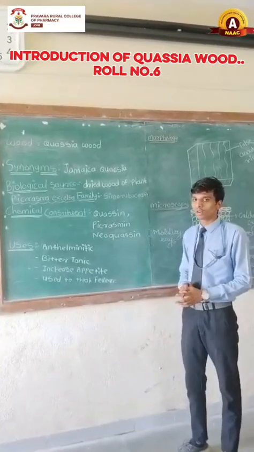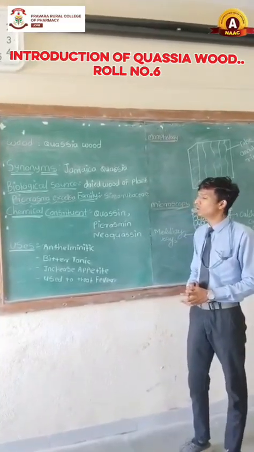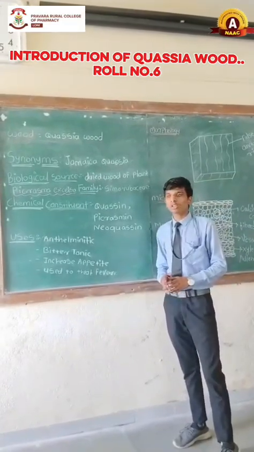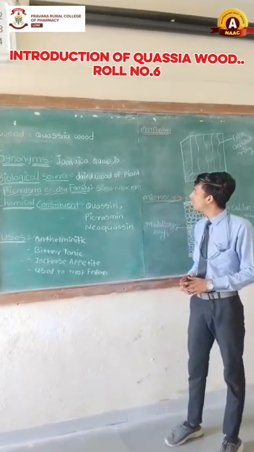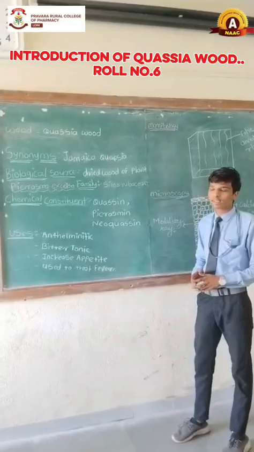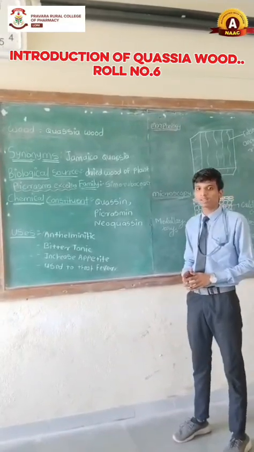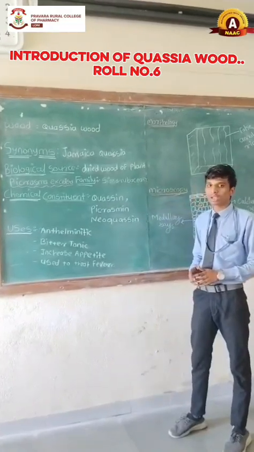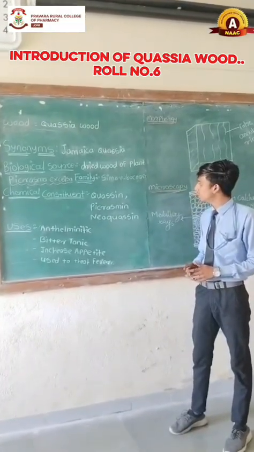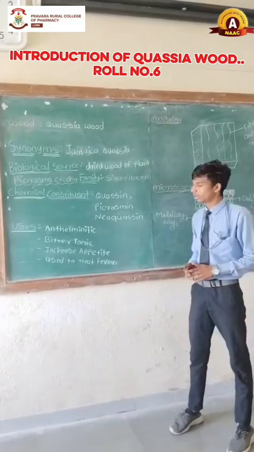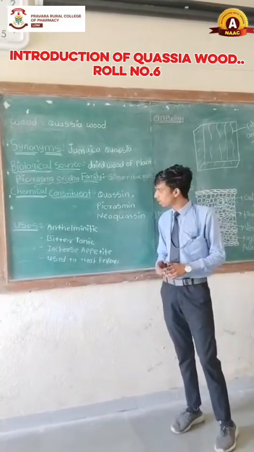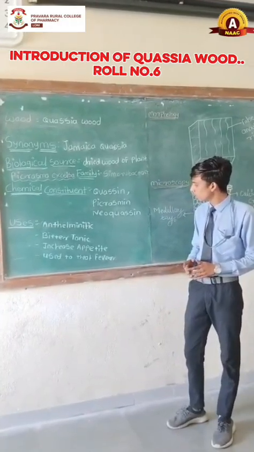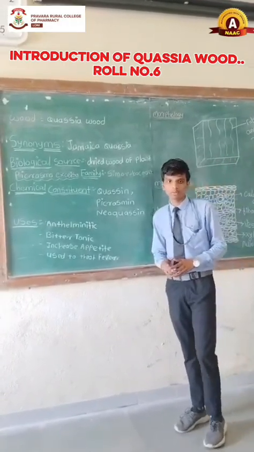The second part of our topic is the quassia wood. A synonym of quassia wood is Jamaica quassia. The biological source of quassia wood is the dried wood of the plant Picrasma excelsa, belonging to the family Simaroubaceae. The main chemical constituents of Jamaica quassia are quassin and neoquassin. The main uses of the drug are anti-rheumatic, bitter tonic, appetizer, and to treat fever.